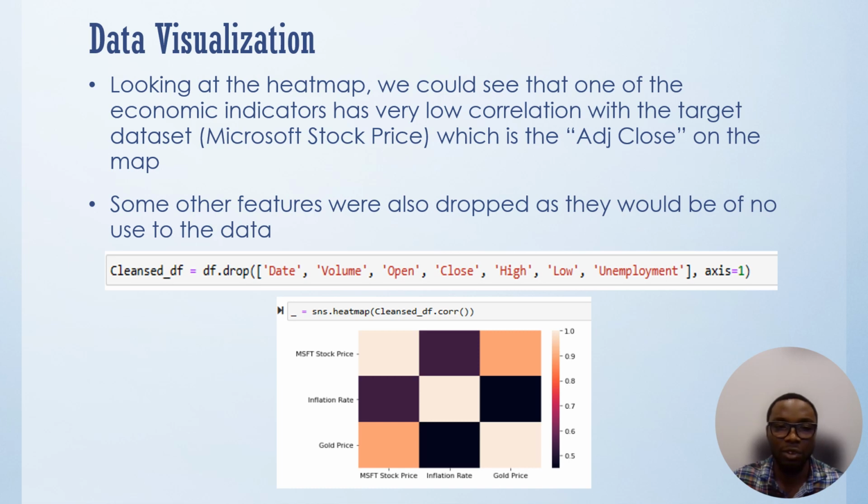It's now Microsoft stock price. In relation with inflation, you see the lowest correlation is about 0.5, so we're going to consider all this. And with gold price, we see this high correlation, so we're going to look at that.